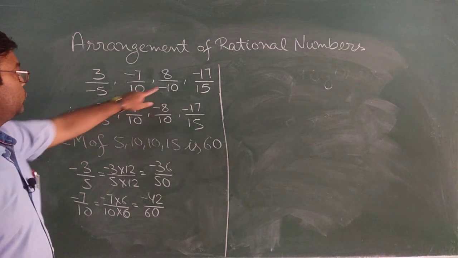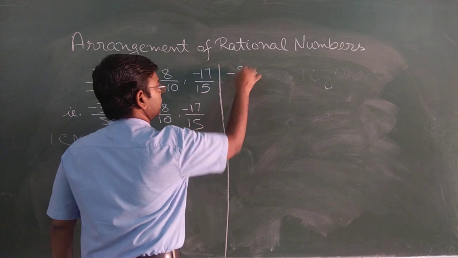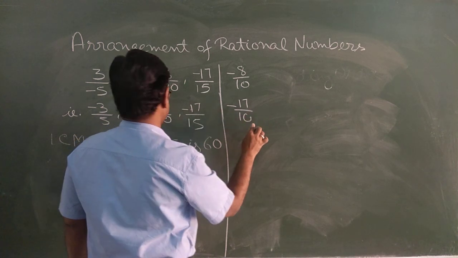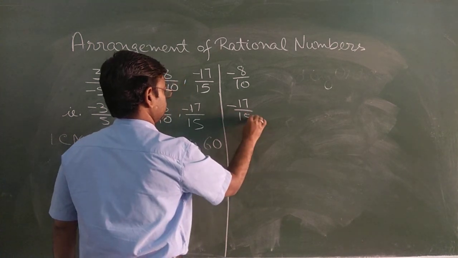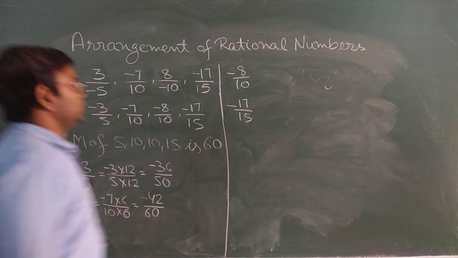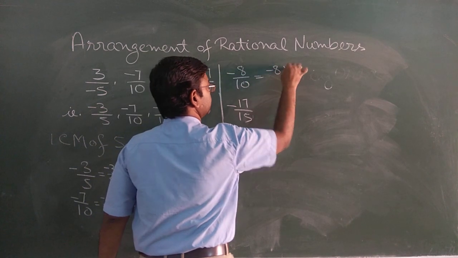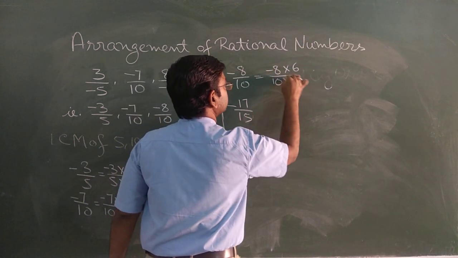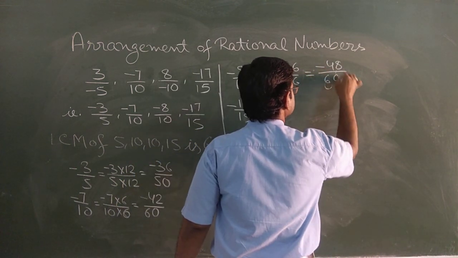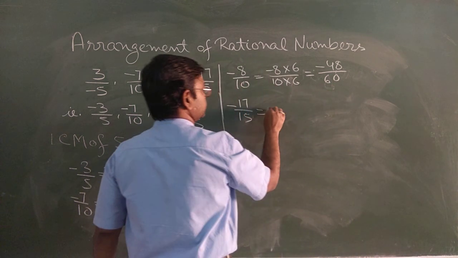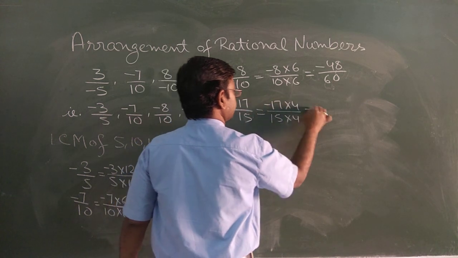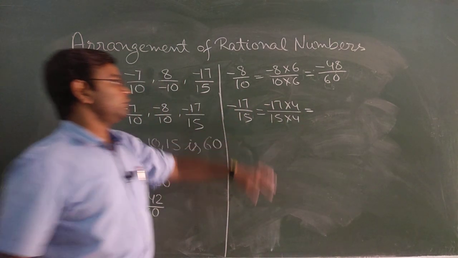Now two more left. It's minus 8 upon 10 and minus 17 upon 15. See this side, 5 12s are 60. Then again 8 upon 10, so we can easily write minus 8 into 6 upon 10 into 6. Fifteen 4s are 60, so 17 into 4 is minus 68 upon 60.